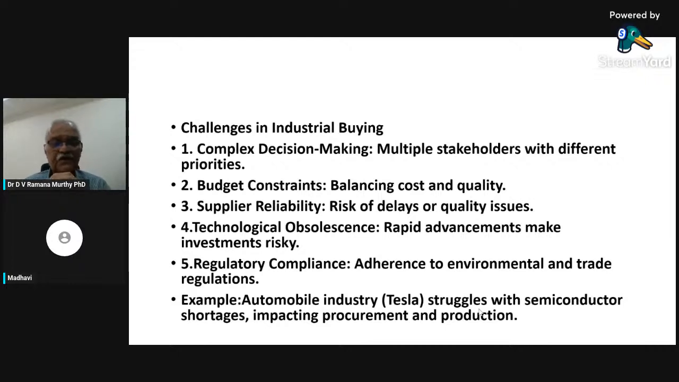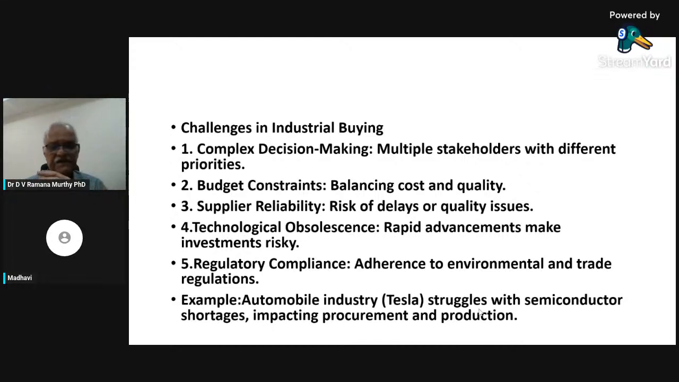Fifth one is regulatory compliance. We have already talked about it. There are a lot of laws the government changes, because there will be trade regulation changes, business legislation changes. Environmental laws is another important area. That's ESG, environment, sustainability, governance, regulation changes. So you need to adhere to all these regulations. This is what we call regulatory compliance.